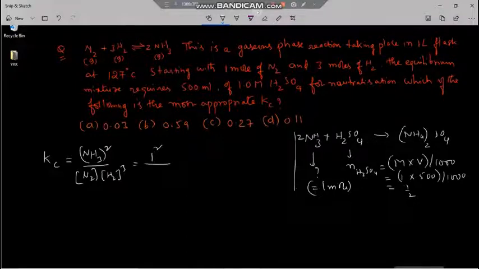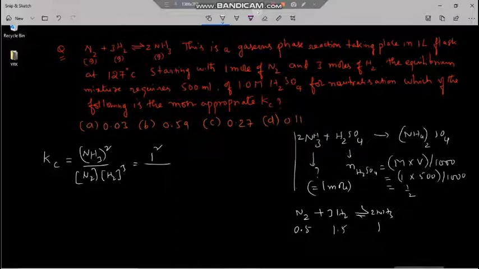Whereas the N2 concentration will be 1 minus the number of moles in the equation. See, the equation is N2 plus 3H2 in equilibrium with 2NH3. Here 1 mole is the ammonia at equilibrium. So for 2 moles of ammonia in the equation, 1 mole came. So for 1 mole of nitrogen it will be 0.5, and for 3 moles of hydrogen it is 1.5.